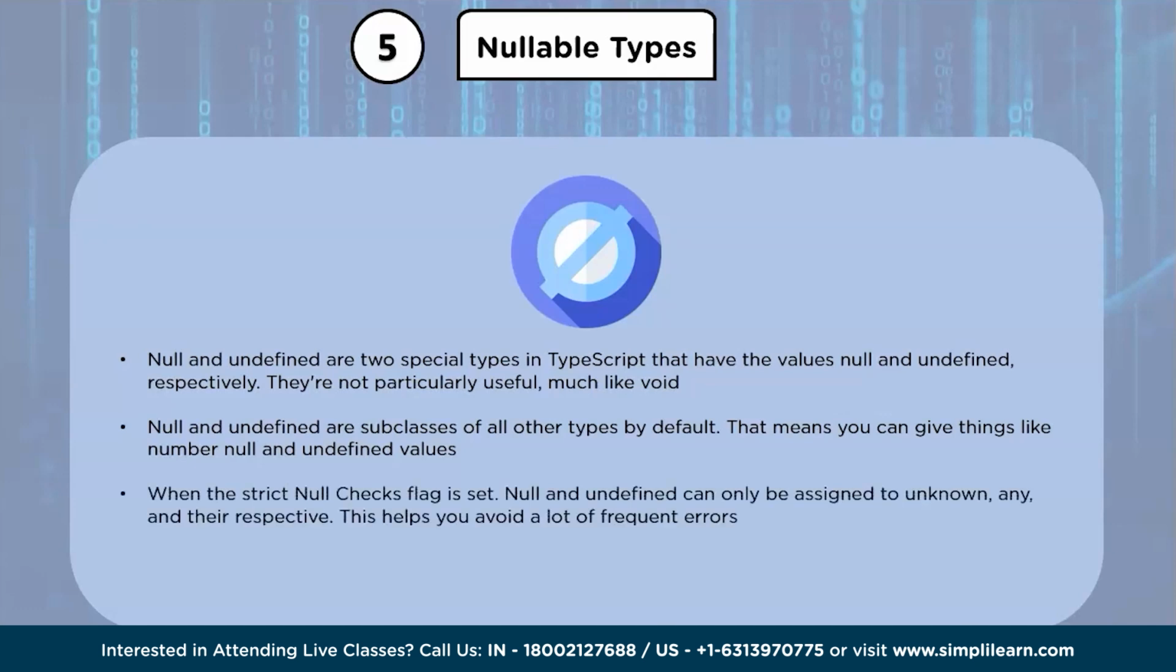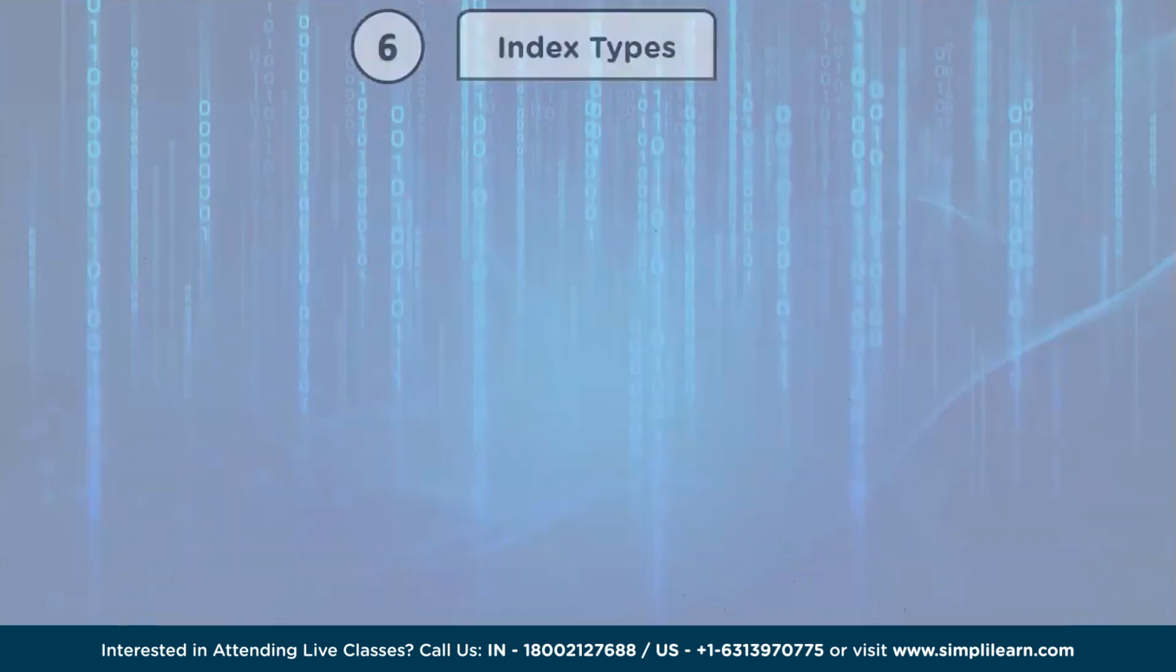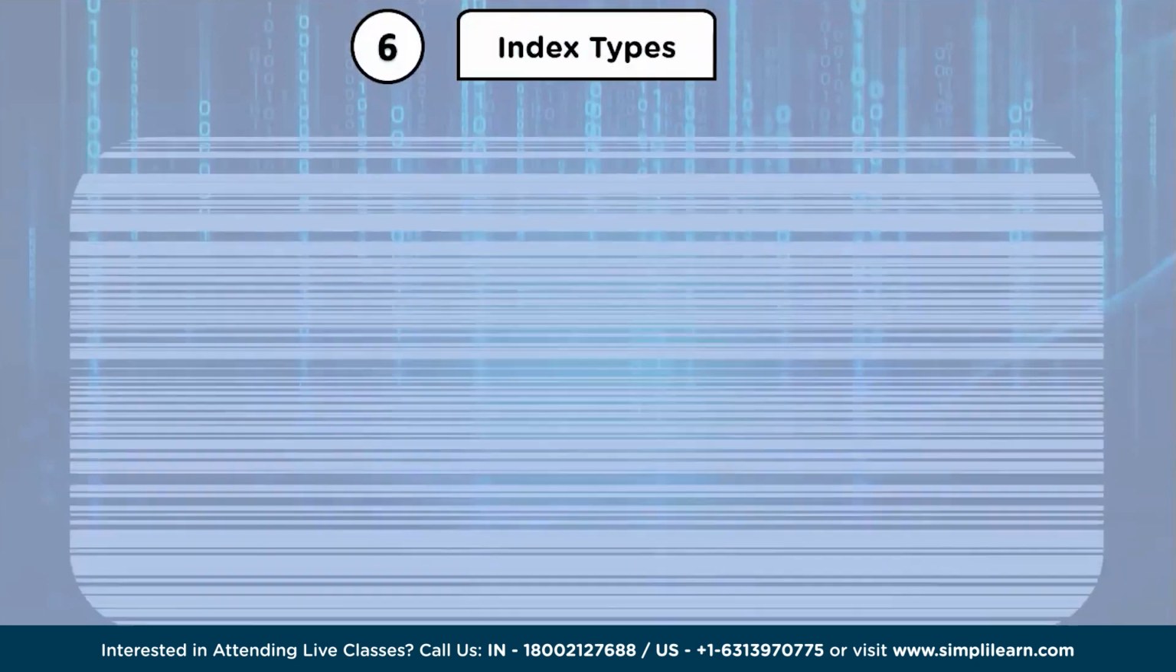When the strictNullChecks flag is set, however, null and undefined can only be assigned to unknown, any, and their respective types. This helps you avoid a lot of frequent errors. You can use them as a union type, string | null | undefined, if you want to send in either a string, null, or undefined. Next, we have index types.